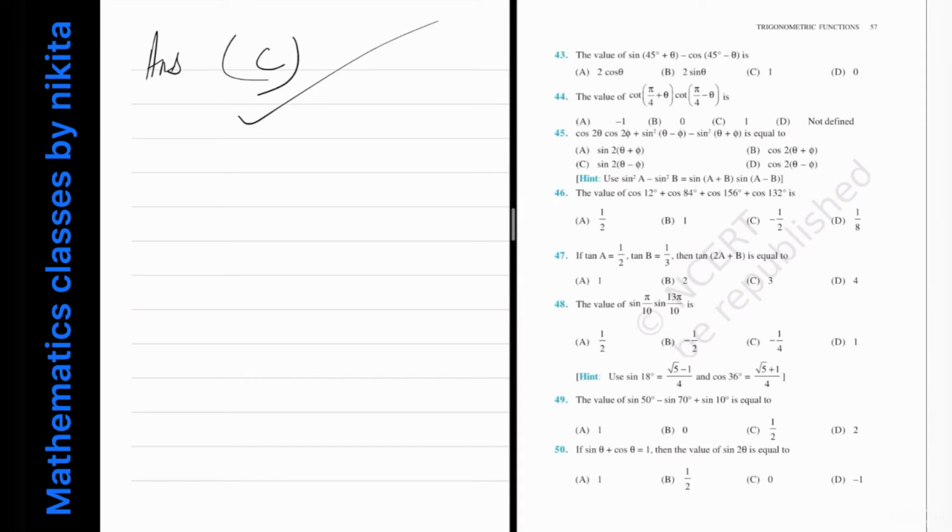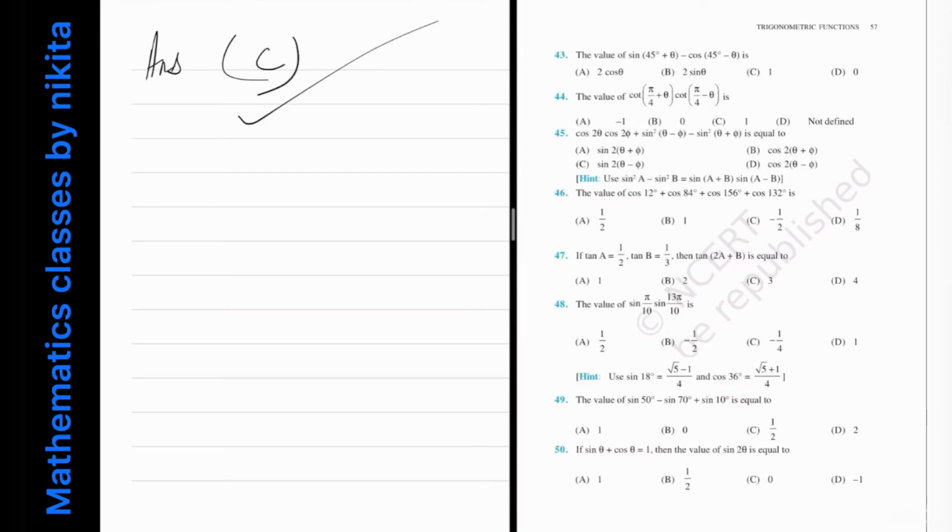Okay, got it? Now let's see question number 48. Question number 48 says the value of sine of pi by 10 into sine of 13 pi by 10 is. So the options are half, minus 1 by 4 and 1. And there is a hint given that you can use the value of sine of 18 degrees and cos of 36 degrees which are given in the question.